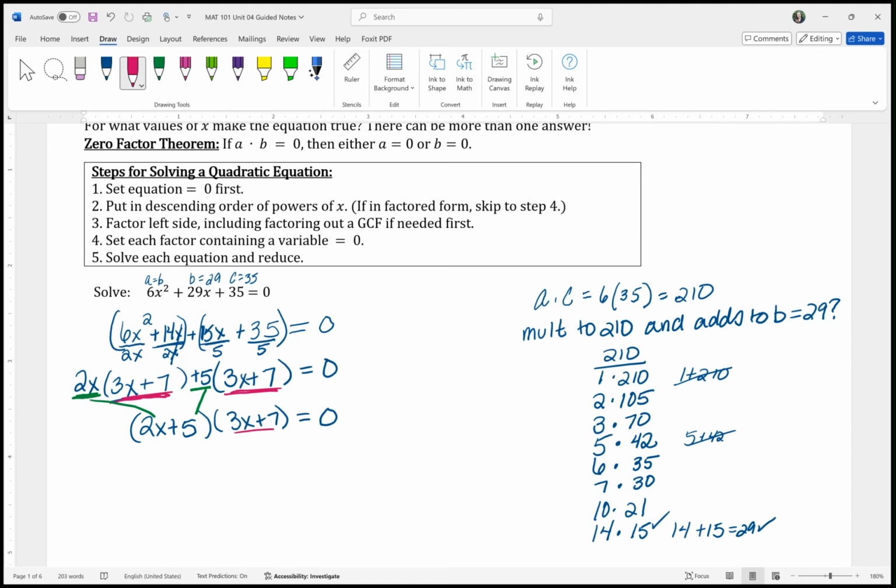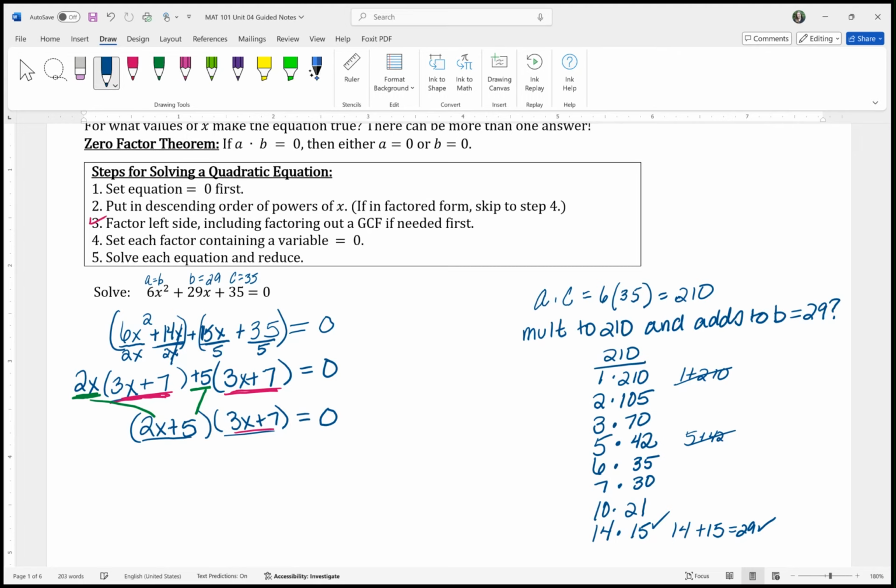And if I said just factor, this is where we would stop. But this only got us to step 3, and that's okay, but let's keep going with our steps. So we have now fully factored on the left-hand side. Step 4 says, set each factor containing a variable equal to 0. So we've got our two factors, that's each of these parentheses here.